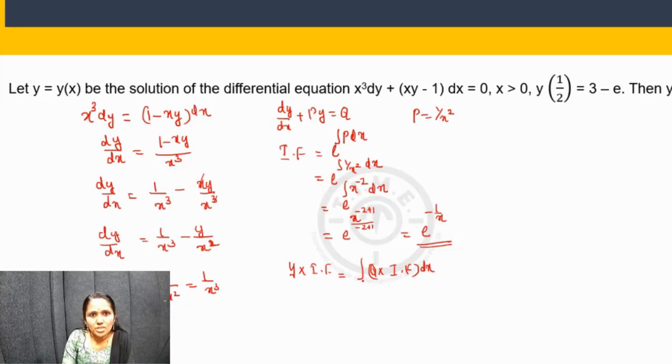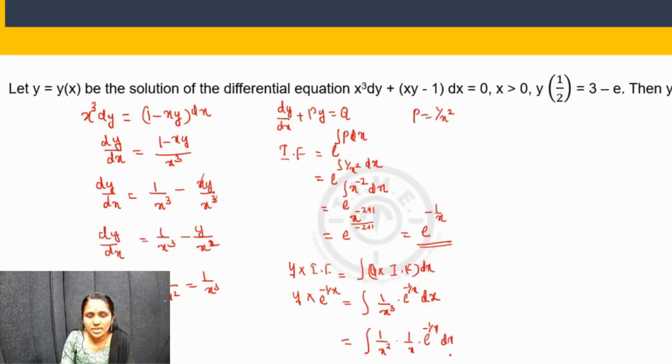Or we can substitute the value of the integrating factor here. We will get y into the integrating factor, e raised to minus 1 by x, is equal to the integral of q. In this equation q is 1 by x cube. So 1 by x cube into e raised to minus 1 by x dx. Then we can write 1 by x cube as 1 by x square into 1 by x, e raised to minus 1 by x dx.